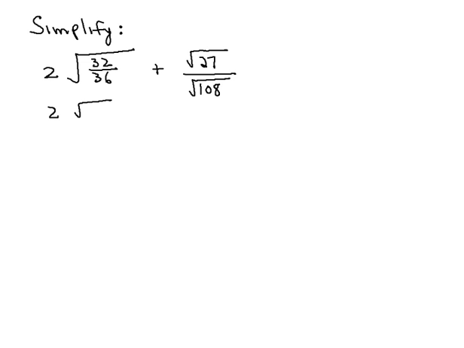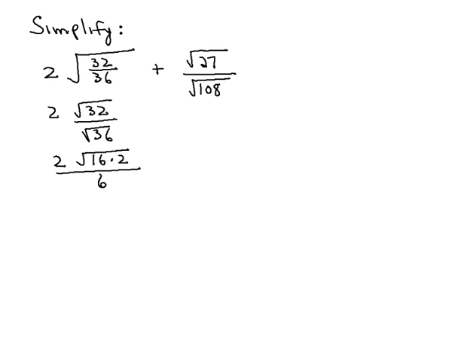We would have then 2 on the outside and the square root of 32 all over the square root of 36. And the 32 contains a perfect square factor of 16, so we'll rewrite that then as 16 times 2. And the denominator is a perfect square, which we can then rewrite as 6.